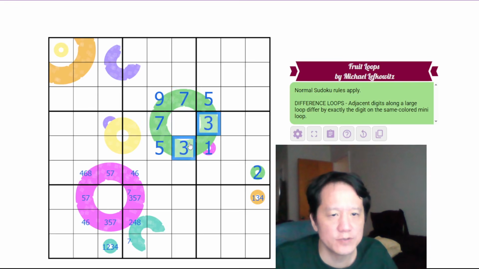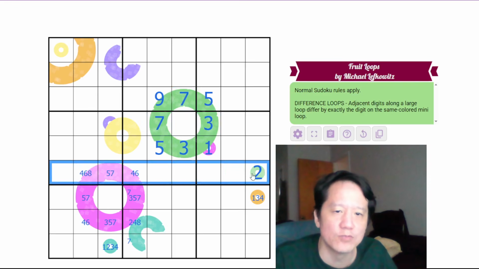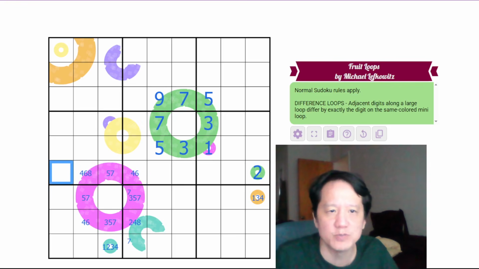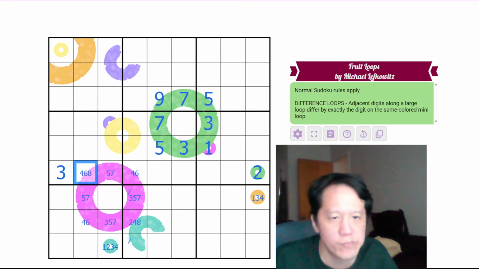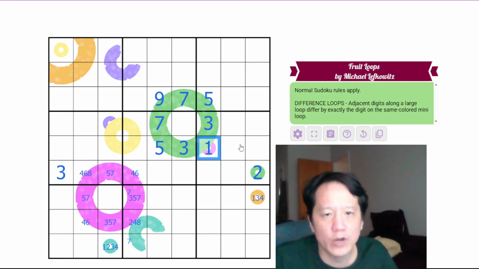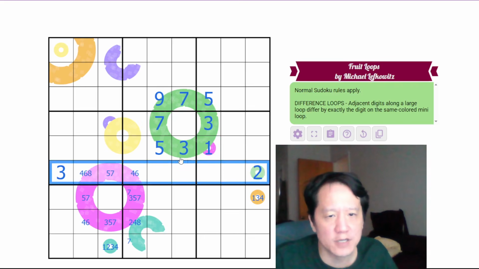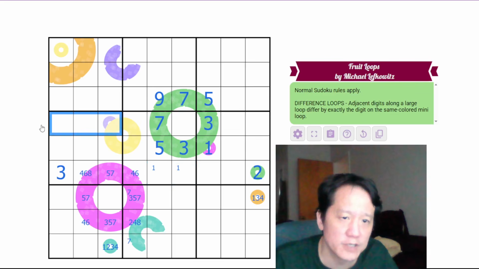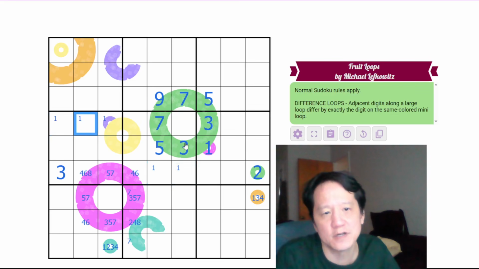Seven's here, 3's here. Where is 3 in row 6 then? Can't be here because of 3 in the boxes. Can't be here because of the way that the ring works. So this must be 3 here. Okay. Where is 1 in row 6? It cannot be here, so it must be one of these digits here. Which means 1 has to be one of these 3 digits there.